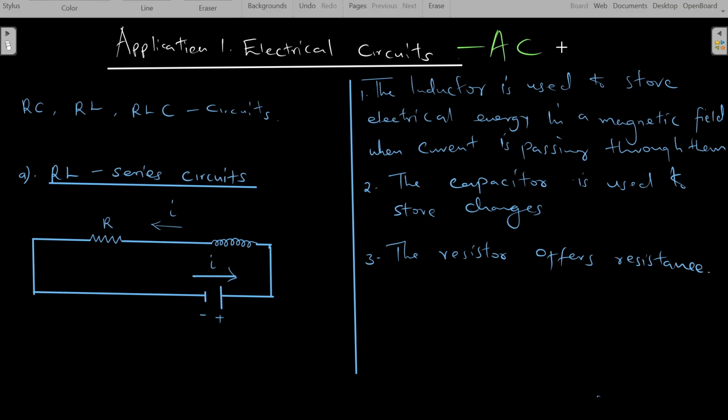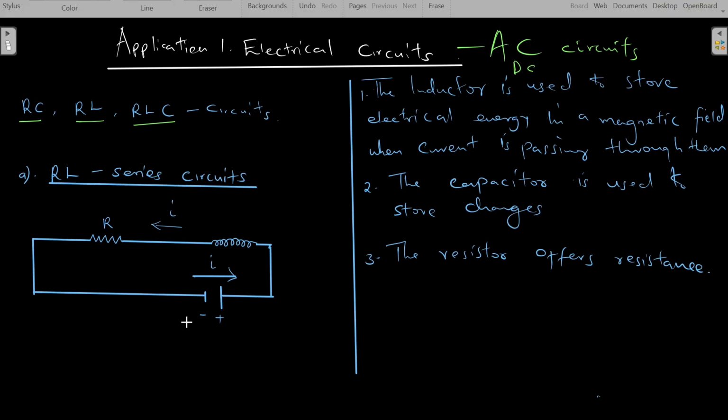Okay, alternating current circuits. So as I've listed here, we have the RC circuit, the RL circuit and the RLC circuit. So for an AC circuit, it's different from a DC circuit. Okay, why? Because an AC circuit has the current moving in one direction, then again back.